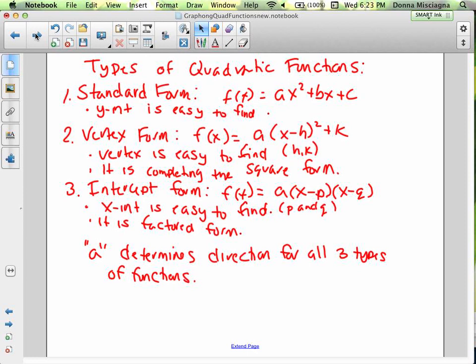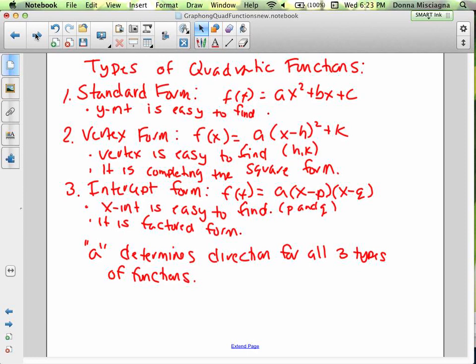Now we're not dealing with necessarily solving, although that is definitely going to be a part of it. But now we're going to be doing more than just solving. The only nice thing about standard form is that the y-intercept is easy to find.